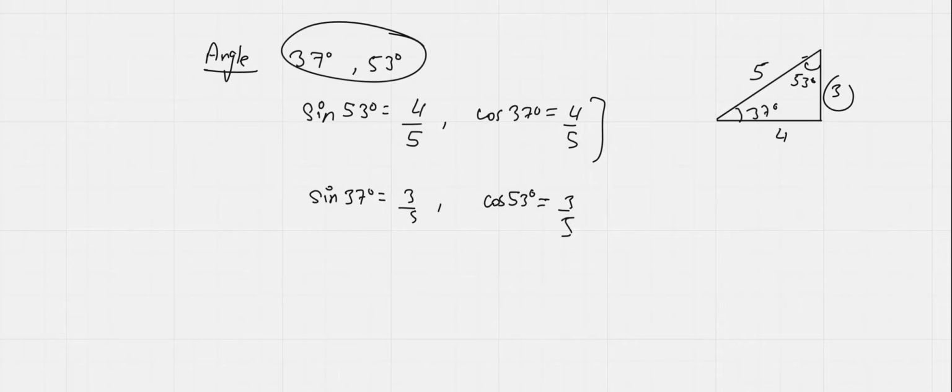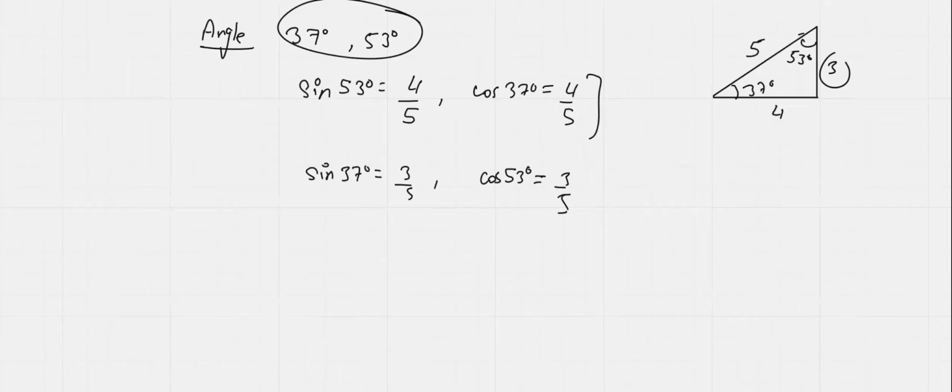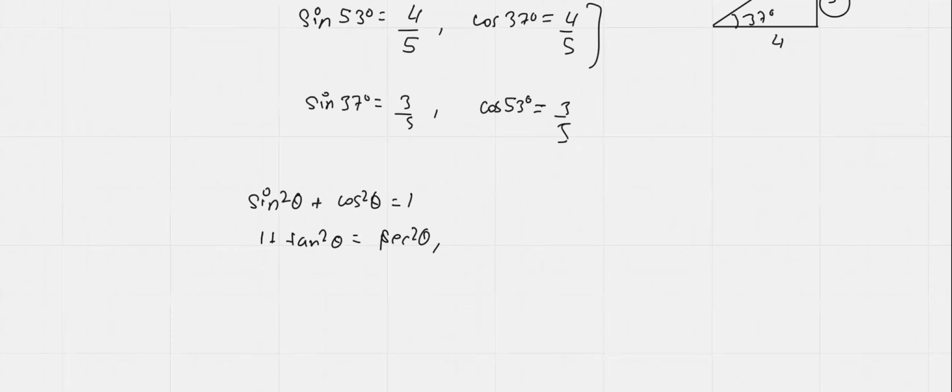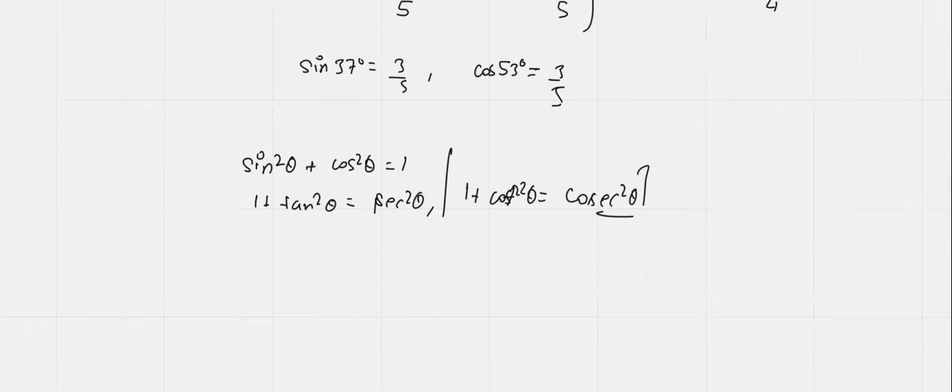All right. Other trigonometric identities we can go with. First is sine square theta plus cos square theta equals one. 1 plus tan square theta gives you secant square theta. And the last one, 1 plus cot square theta gives you cosecant square theta. Apart from this, we have some more identities.